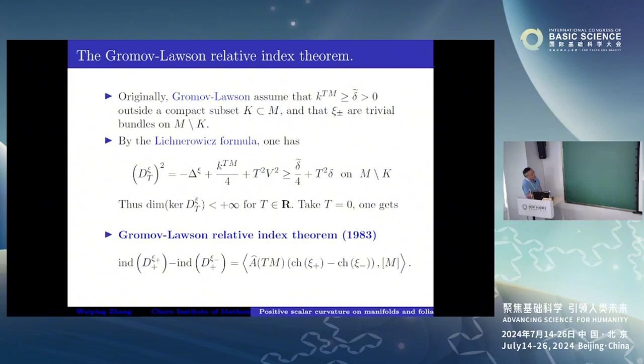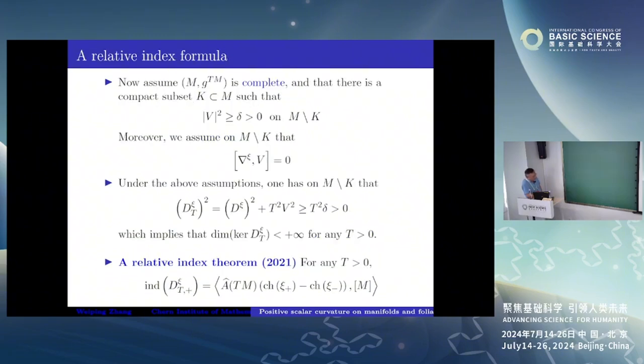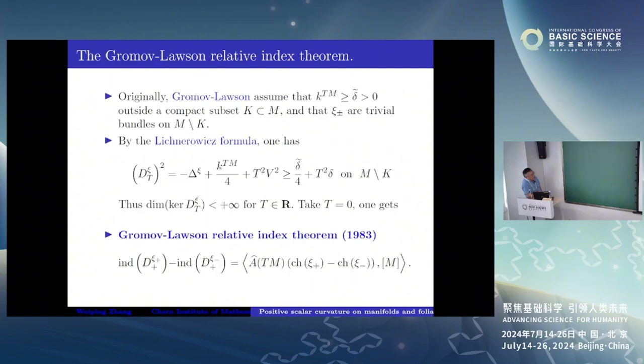Then, in this case, near infinity, we can write this D squared by using Lichnerowicz's formula. We can write this as a Bochner Laplacian, which is negative, plus the scalar curvature. So near infinity, if the scalar curvature has a positive lower bound, we have this formula. And then on the right-hand side, we can let t tend to 0. It still has a uniform positive lower bound outside the compact set near infinity, so we can still have the finite dimensionality of the kernel.